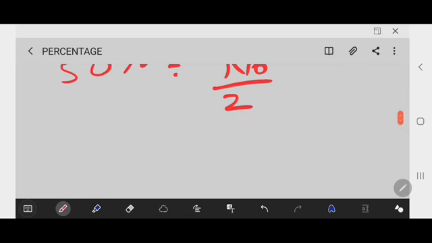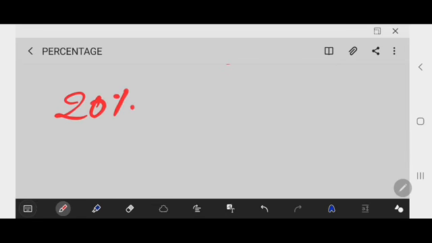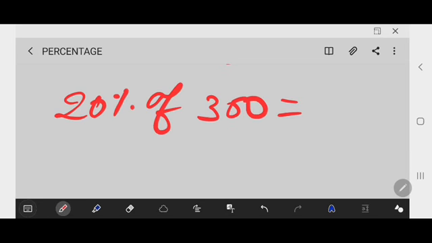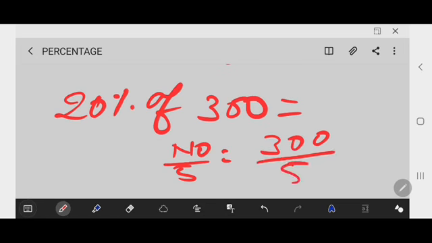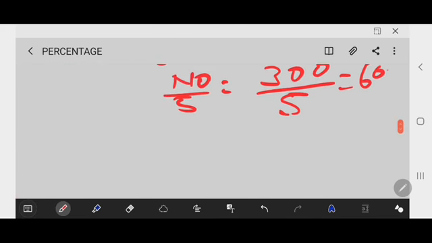So these are the basic tricks, and we'll discuss some more tricks about the percentage. I'll show you some examples, like 20% of 300 is equal to what? We have learned that it is number by 5. So the number is 300, and divide by 5 for 20%. So the answer will be 60. This is the trick for that.